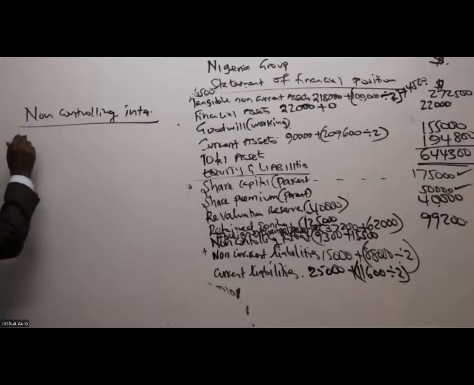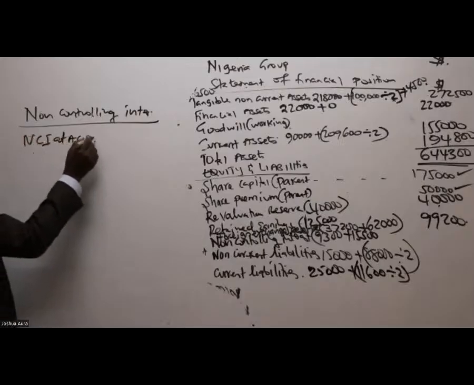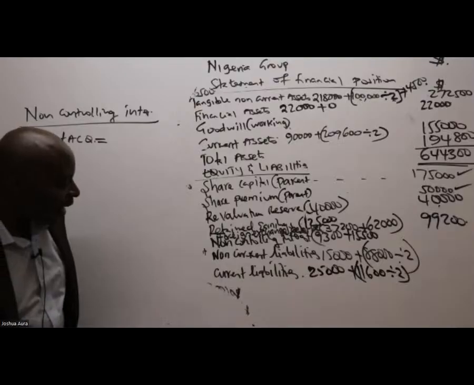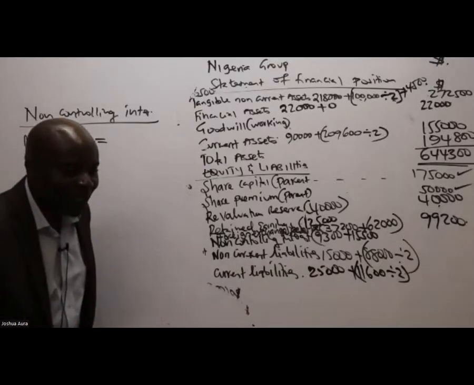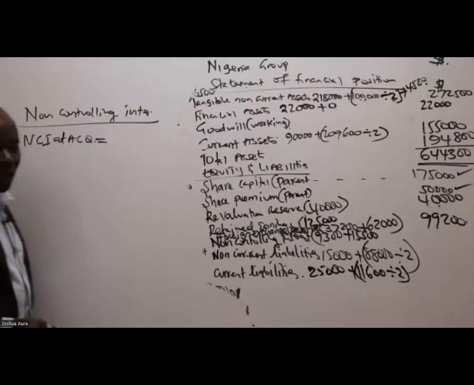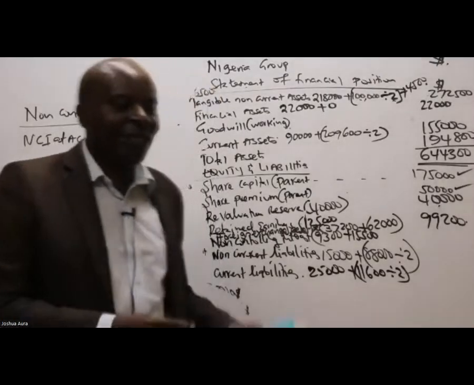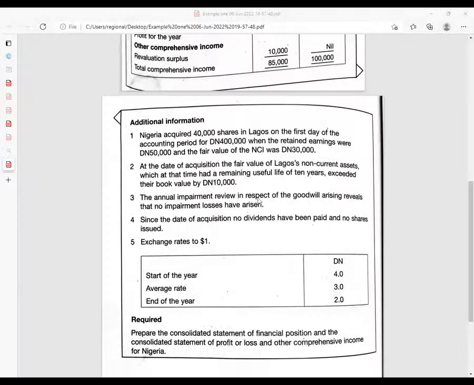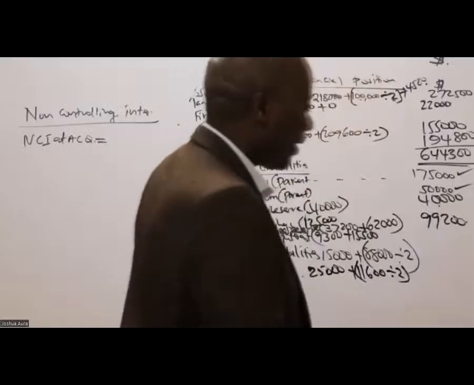Non-controlling interest: there was NCI at acquisition. Tell me, how much was the NCI at acquisition? Yes, I'll come back to it, no problem. Let us finish this first. NCI at acquisition is this one here. I like this very much. It is 30,000, the fair value at acquisition.